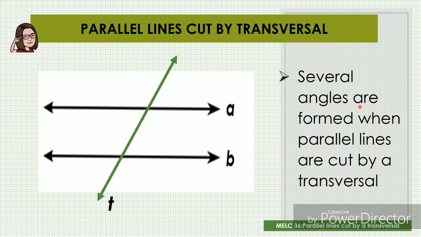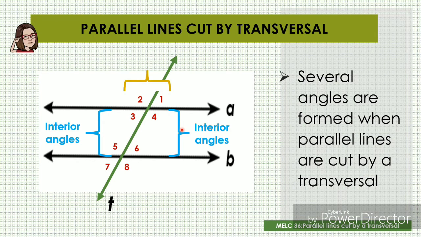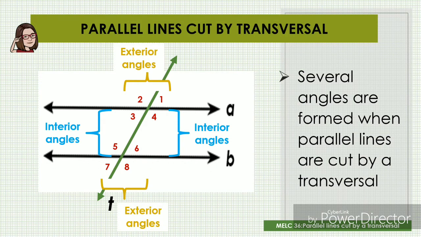And there are several angles formed when parallel lines are cut by a transversal. So we have angle 1, look at this. 2, 3, 4, 5, 6, 7, 8 angles were formed when two parallel lines are cut by a transversal. But take note of this. Look at the angles 3, 4, 5, and 6. They are in the interior part of the region bounded by the parallel lines. They are inside, right? So therefore, they are called interior angles. Now, angles 1 and 2, 7 and 8 are found outside the region bounded by the parallel lines. So therefore, they are called exterior angles. Do you get it?